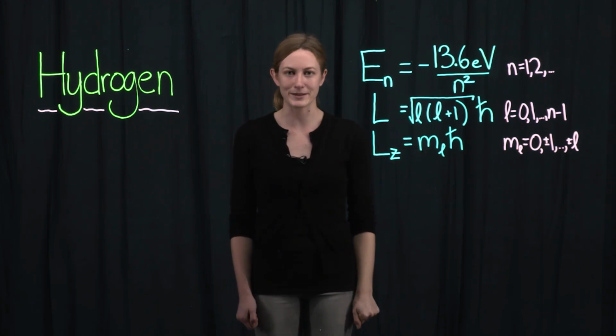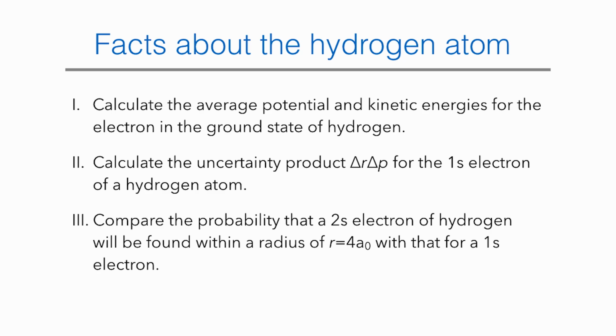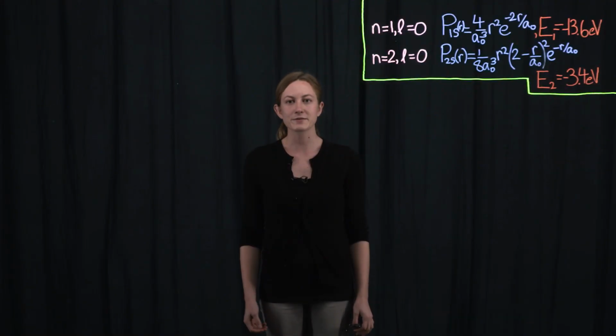Consider the following problem. Calculate the average potential and kinetic energies for the electron in the ground state of hydrogen. Calculate the uncertainty product delta R delta P for the 1s electron of a hydrogen atom. Compare the probability that a 2s electron of hydrogen will be found within a radius of R equals 4 a naught with that for a 1s electron. We'll start with part 1.